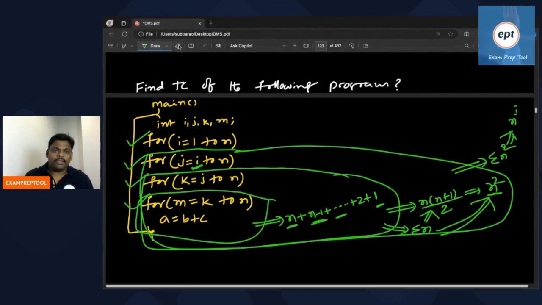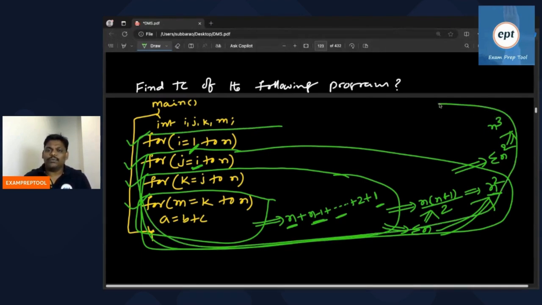Let me write once again. Here, the bigger term became n cube. The sum of n natural number squares formula is n into n plus 1, 2n plus 1 by 6. This is i is equal to 1, n cube; i is equal to 2, almost similar; i is equal to 3, almost similar. So at the end of the i loop, it is sigma n cube.